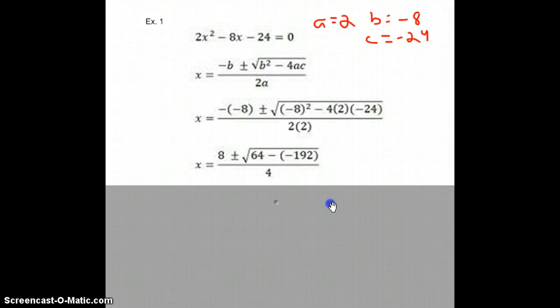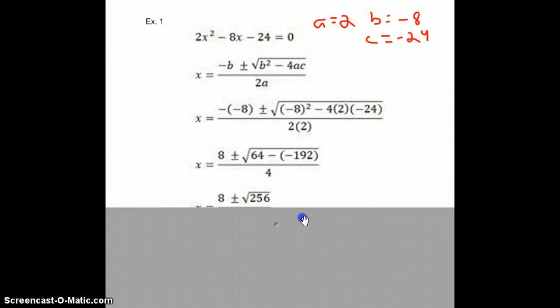As we move forward and simplify this, our bottom becomes simply 4. Out front here, negative negative 8 is positive 8. And then inside our square root sign, we've got positive 64. And if we go through and do the math here, 48 times 4 is 192. So we'll keep this minus sign right here, and we'll clean that up in just a second.